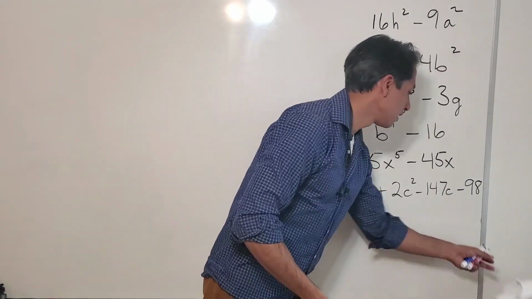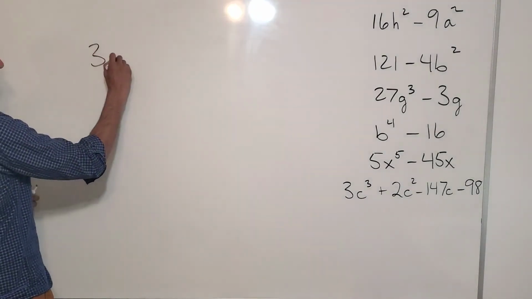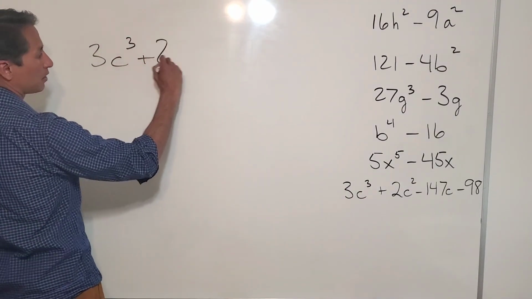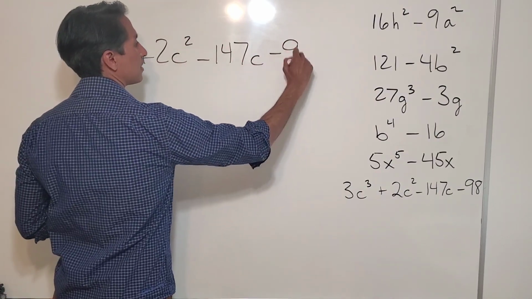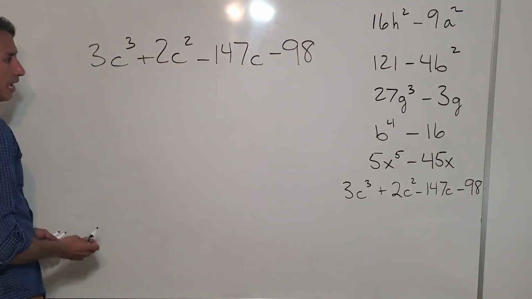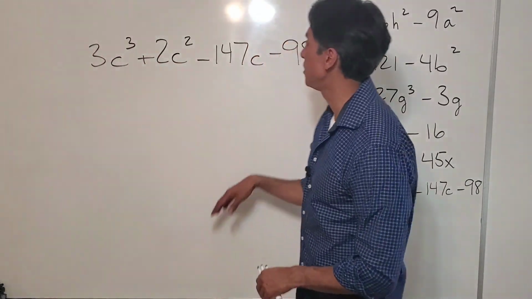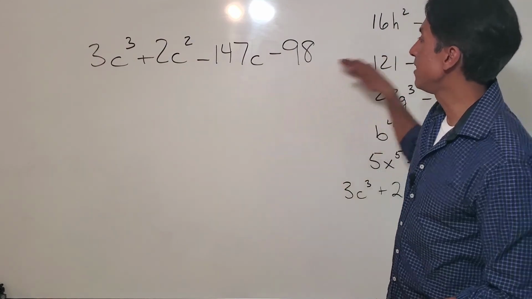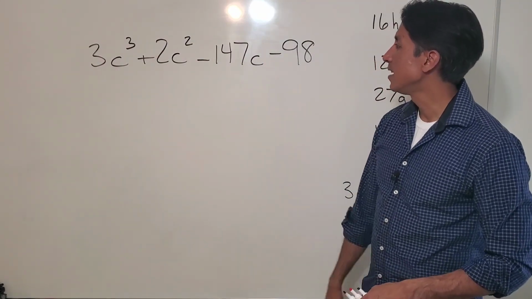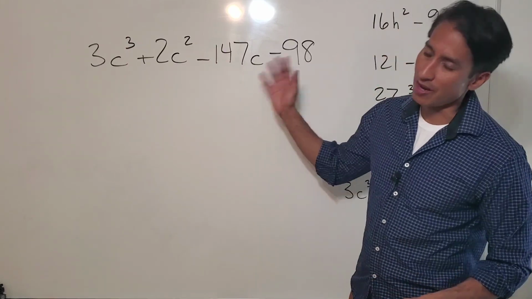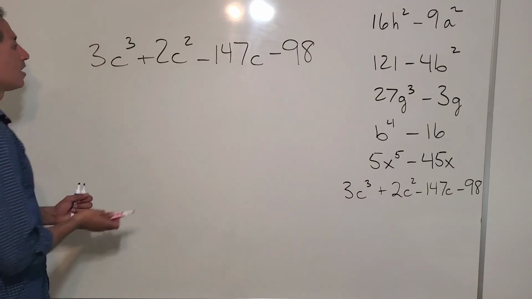Okay. So now let's write out this last guy. This one is super big. 3c to the third plus 2c squared minus 147c minus 98. Okay. So we're factoring this thing completely. The first thing you should be doing is looking at it saying, is there anything I can pull out of everything and just take that out and make this thing smaller? The answer for this one is no. Okay, I picked this one on purpose, mainly because it's part of the homework.